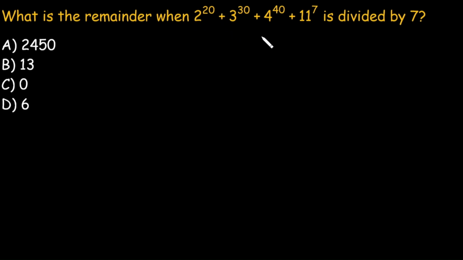In the concept of congruency, we can divide each number by 7 and find the remainder. Suppose the remainder is R1 in this case. Similarly, divide this number and find the remainder when divided by 7. Let's suppose R2, in this case R3, in this case R4. Whatever the remainders we have, add them. If that number is greater than 7, divide again by 7 and find the final remainder.